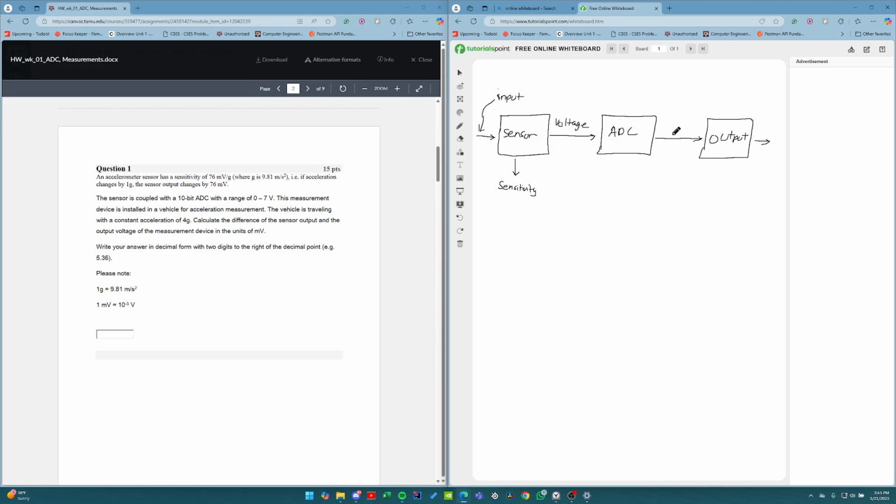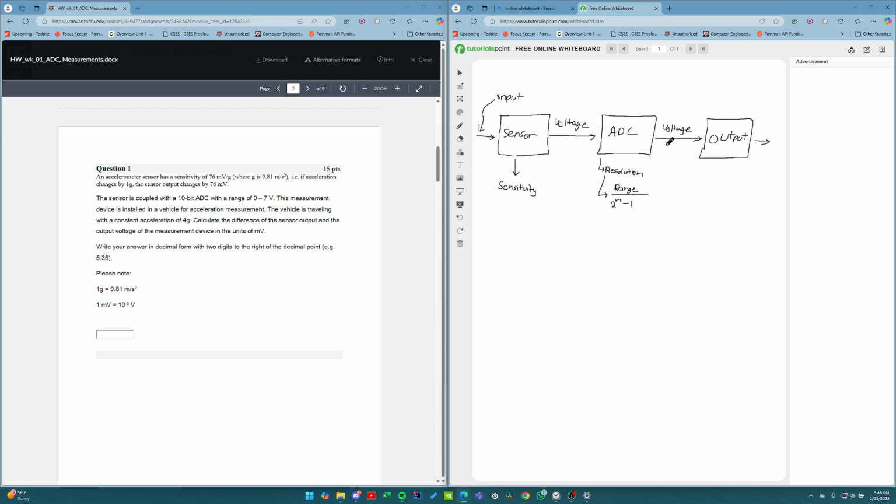This ADC converts this voltage and gives its best estimate through its resolution. This resolution is the range that it has, divided by 2 to the power of n minus 1 bits. Once it takes this voltage and goes through its resolution, it gives out another voltage.